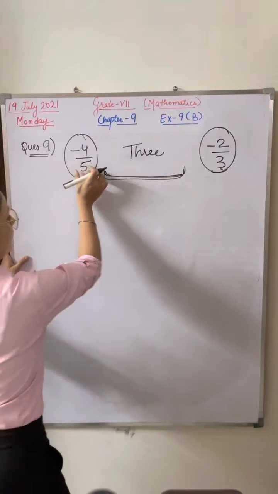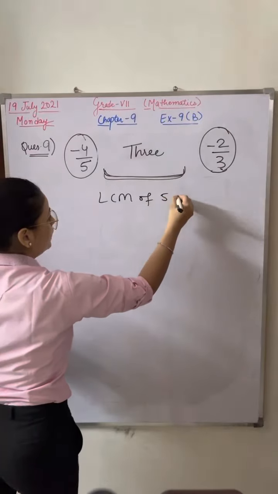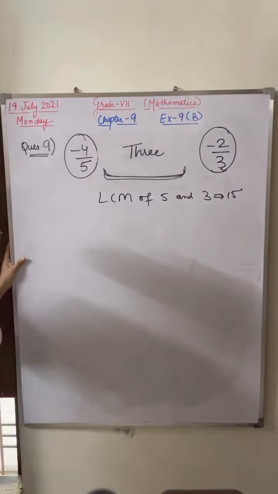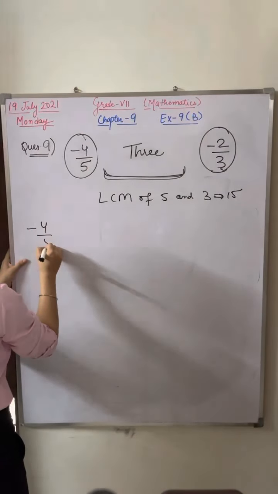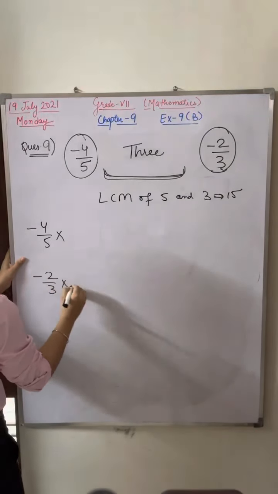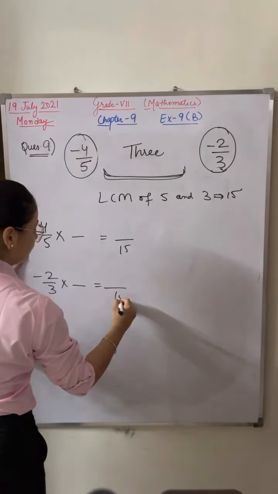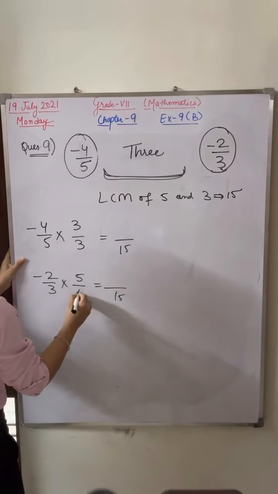Jyotirmay, Aditya, Pratishtha, Akshara, Tanisha, very good. So if the denominators are not the same, you have to find the LCM. LCM of 5 and 3 will be 15. So I'm writing it this way: minus 4 upon 5 multiplied by which number? Minus 2 by 3 multiplied by which number? So that here I get 15, here I get 15. I'll multiply with 3 by 3 here, and with 5 by 5 here.